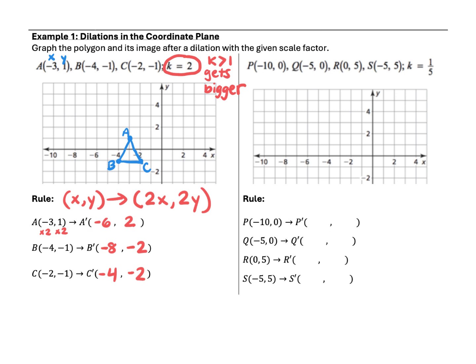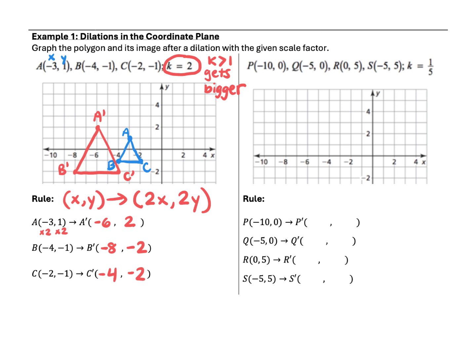Now when we graph the image, we're going to double check to see: does it look like the same shape, but just a different size, like twice as big from our scale factor? Let's go ahead and plot our points. (-6, 2) is right here, so that's going to be A prime. (-8, -2) would be right here, B prime. And (-4, -2) is our C prime. When I connect that, I get a triangle that looks the same shape as the triangle we started with, but it's twice as big.